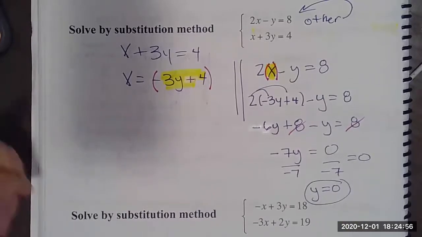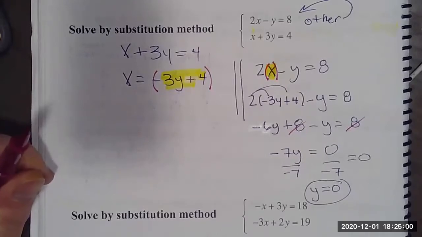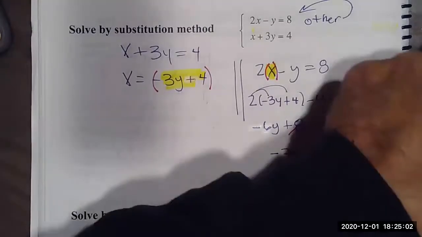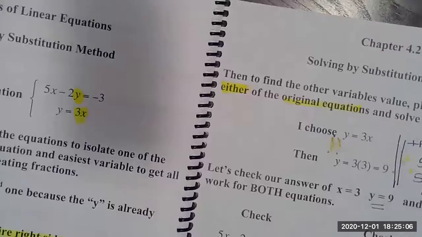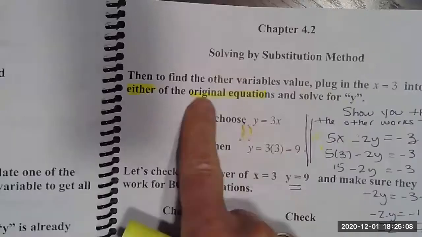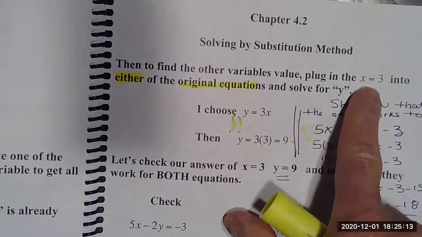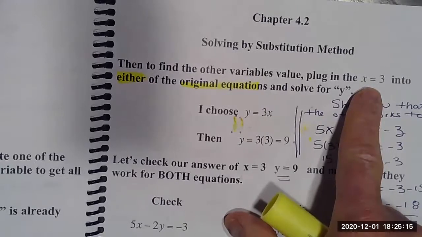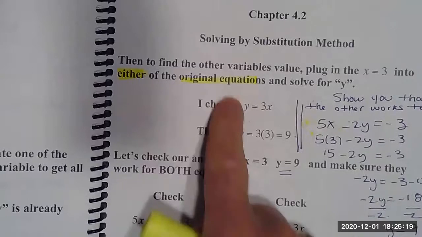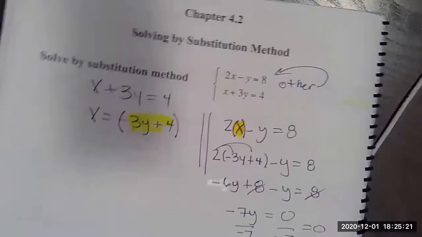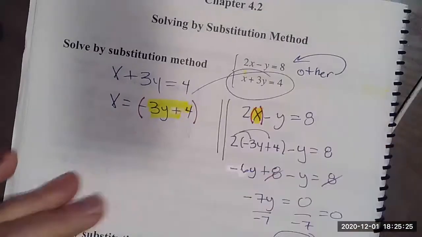So now you found one of the numbers. To find the other number, my instructions say right here, I even highlighted. Plug, ours is 0, not 3, and it's the letter y, not the letter x. Plug that number into either of the equations, either. All right, shoot, I'll pick this one. I'll just pick that one.